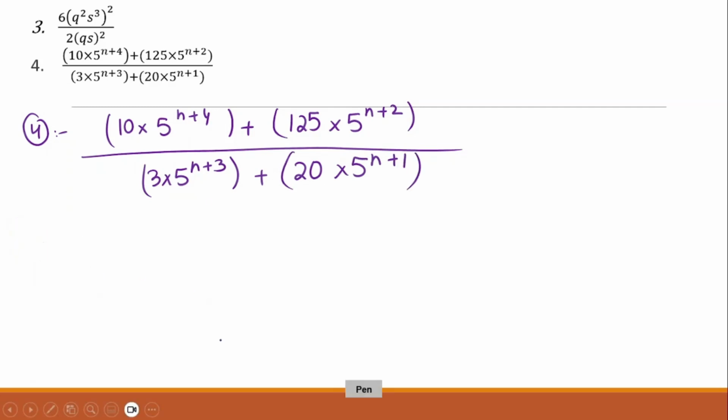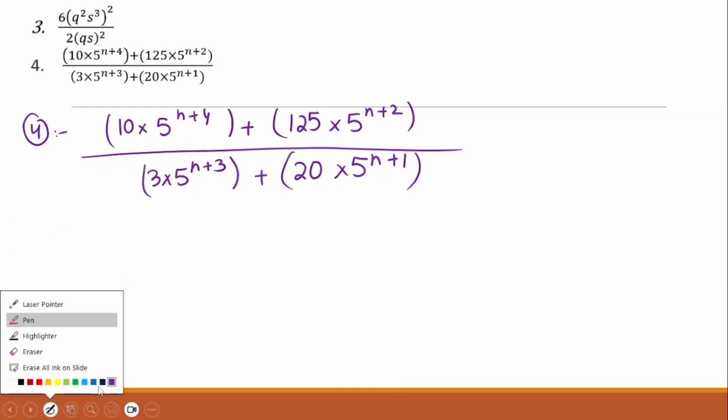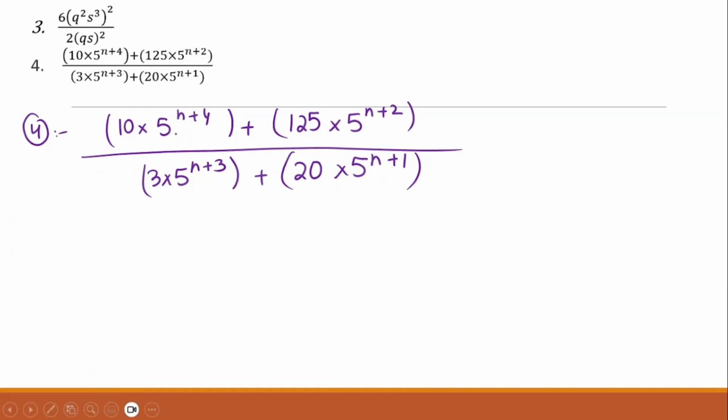Now the first thing we can do here is deal with this 5 to the power n. In order to simplify this question, we need to get rid of this 5 to the power n, because we need to find an answer which is a whole number. If it is not able to be removed, we can just take it, otherwise first we will try to remove 5 to the power n.